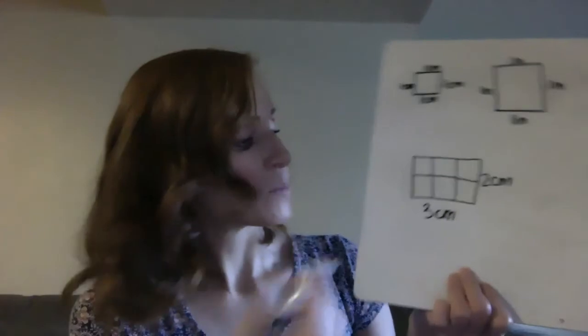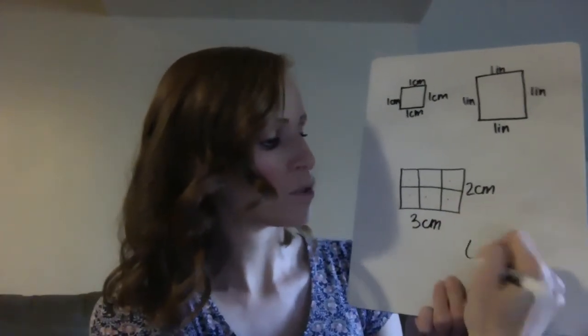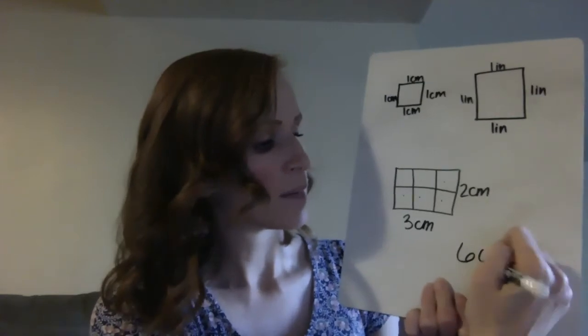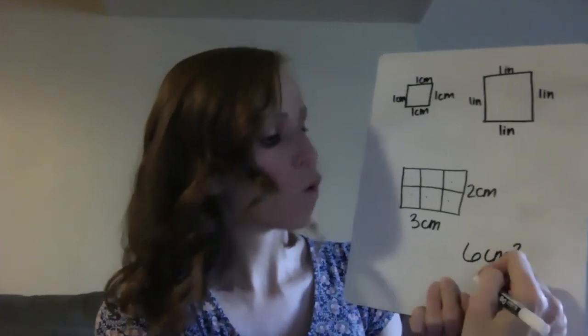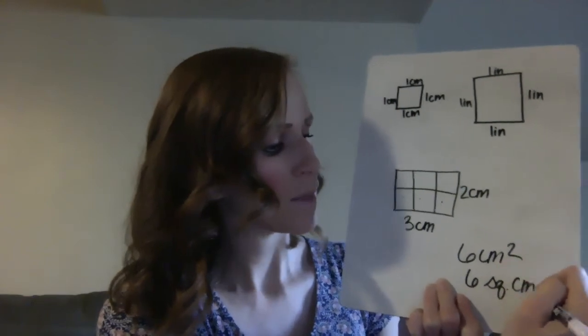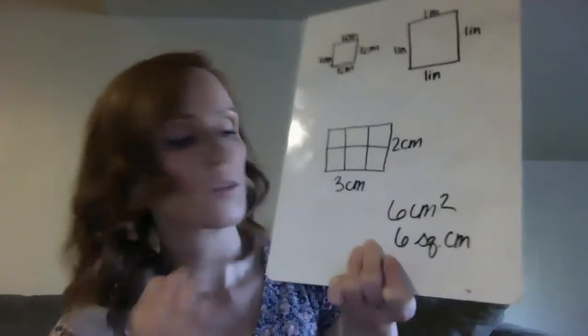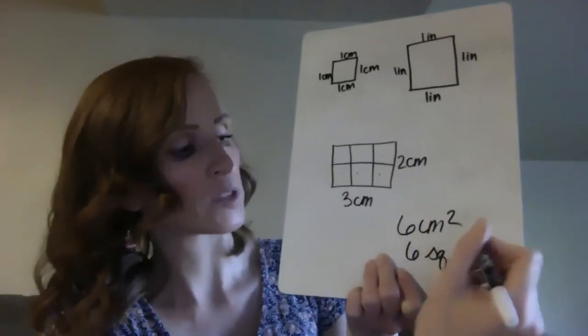Now, a really simple, quicker way to do this is to just multiply 3 times 2. 3 times 2 is 6. And then you have centimeters squared, or you can write it 6 square centimeters. Both of those mean the same thing. Okay, and remember in area, your full label is always going to have the square. So let's try one more together.